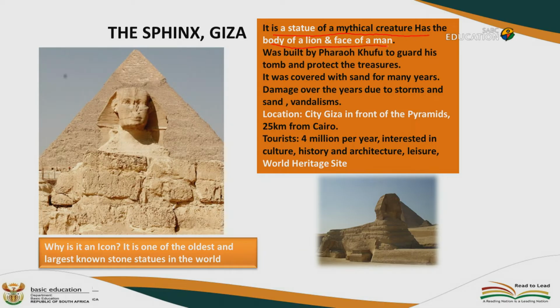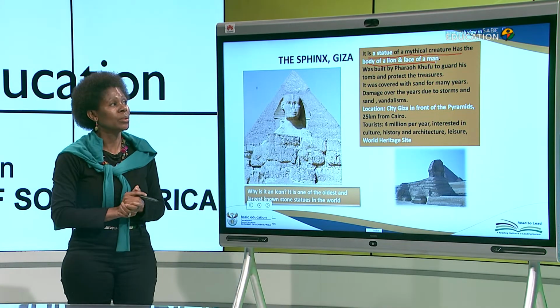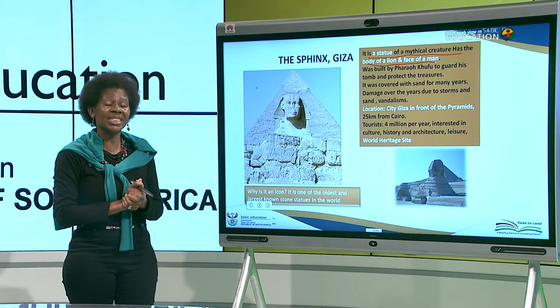You are allowed to say it is a mythical creature. To us, far away from Giza, we won't know how it symbolizes. But to the people of Giza, it is a mythical creature that symbolizes the body. And then also the structure, the characteristics, or the background of why this structure was built by Pharaoh Khufu to guard his tomb and protect the treasure.